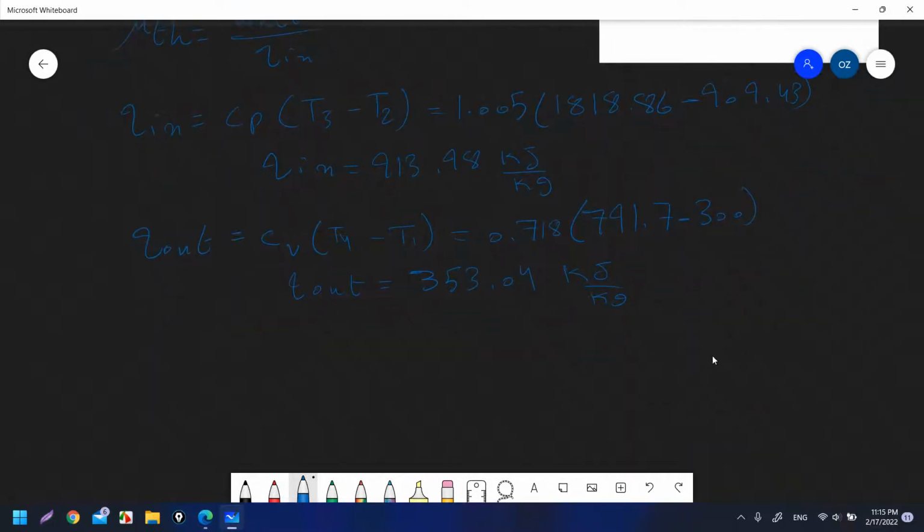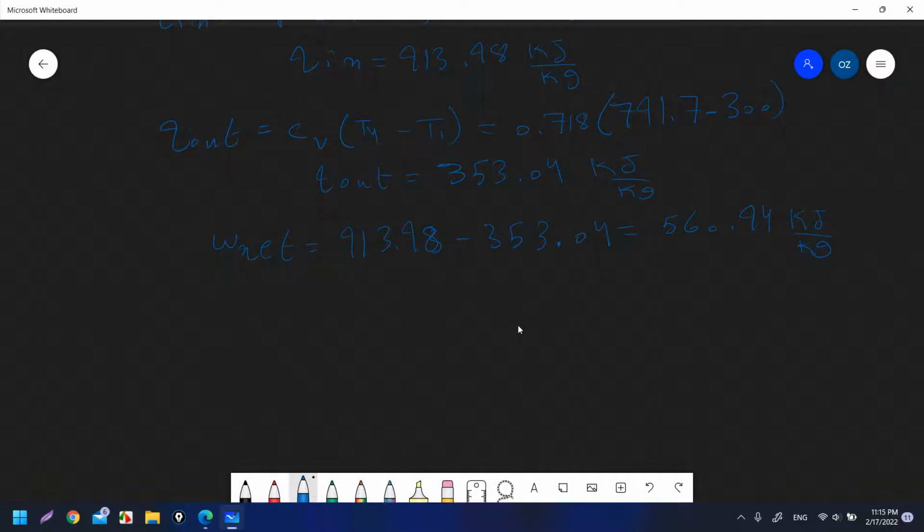Then Wnet is equal to Qn minus Qout, and Qn is 913.98 minus Qout 353.04. So Wnet is equal to 560.94 kilojoule per kilogram.